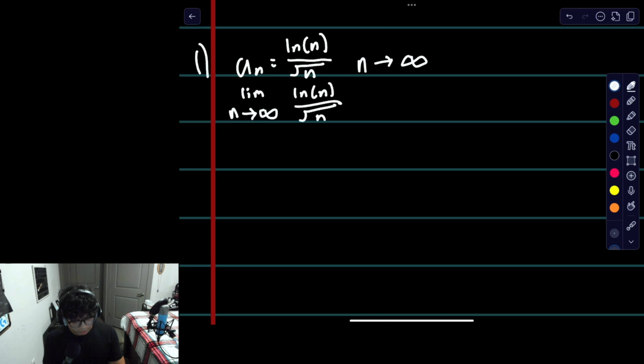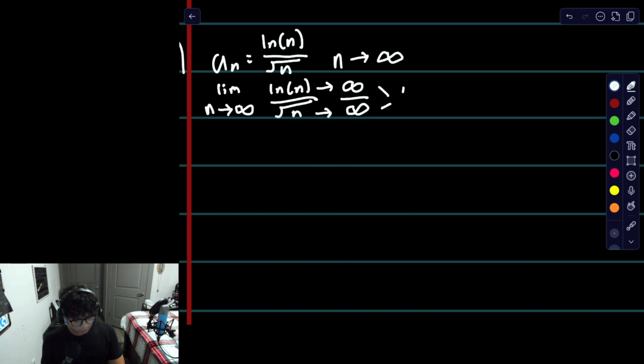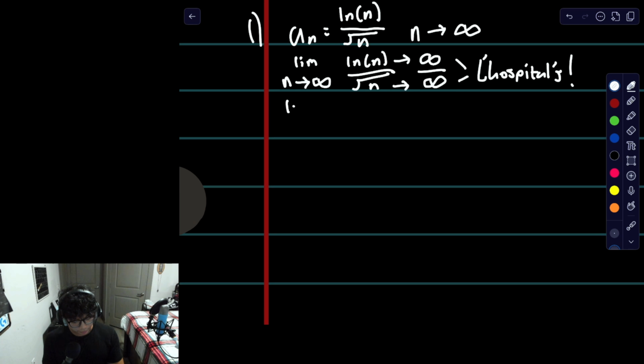Now if you notice, if you plug in your n, this becomes infinity over infinity, which is an indeterminate form, so we can use L'Hopital's rule. So taking the derivative of the top and the bottom, the derivative of ln n becomes 1 over n, and then the derivative of the square root of n becomes 1 over 2 times the square root of n.